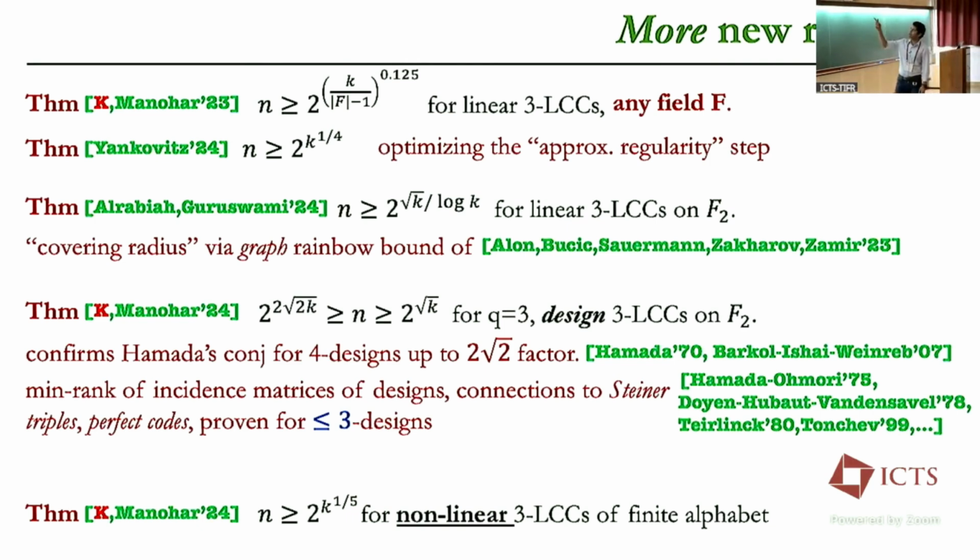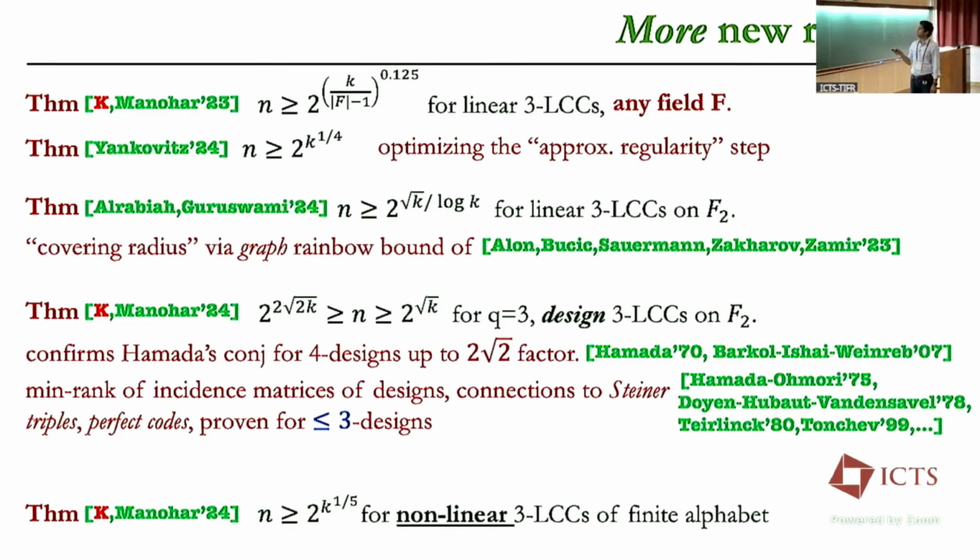It's actually this approximate regularity step that appeared in the previous part of the talk, and he found the right method to do it, and he immediately improved this 1/8 to 1/4. It's amazing. And then there's a different kind of proof that Omar Al-Rabia and Venkat Guruswamy invented. They basically, for binary 3 LCCs which are linear, get essentially 2 to the root k up to this log k factor, which is amazing. It's very, very close to getting the right answer, at least for the binary fields.